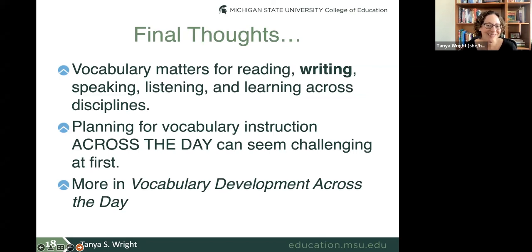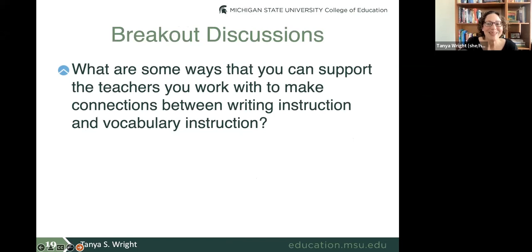Planning for vocabulary across the day can seem challenging at first, including now I'm saying do it in writing also. So not just in the content areas, not just in read alouds, not just in reading instruction, but also in writing. It's in all the time across the day. Language is everywhere. How we express ourselves is everywhere. And so making sure that we think about it in the writing context as well. More about all of this in one of the chapters in my book, but I can't remember which one anymore.